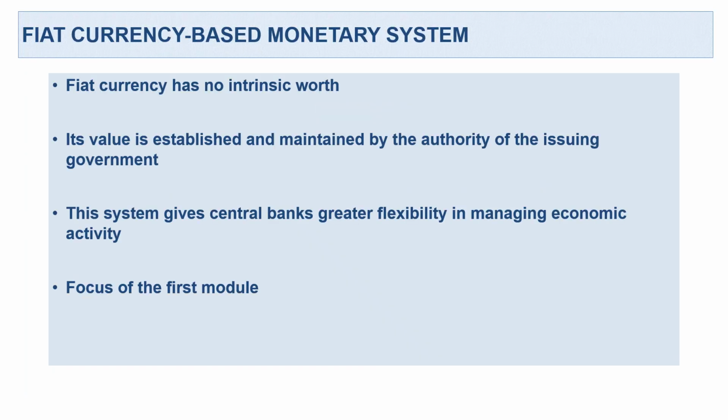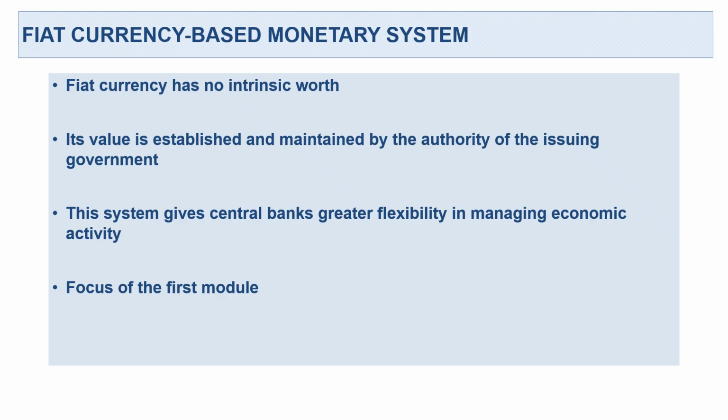A fiat currency-based monetary system is one in which money derives its value not from a physical commodity like gold or silver, but from government decree and the collective trust of the people who use it. The fiat currency has no intrinsic worth. Its value is established and maintained by the authority of the issuing government, primarily through central banks. Fiat currencies dominate the modern global economy, and it relies heavily on stability, transparency, and the confidence in the institutions that oversee it. This system gives central banks greater flexibility in managing economic activity as they can regulate the money supply to respond to inflation, recession, or other economic challenges.